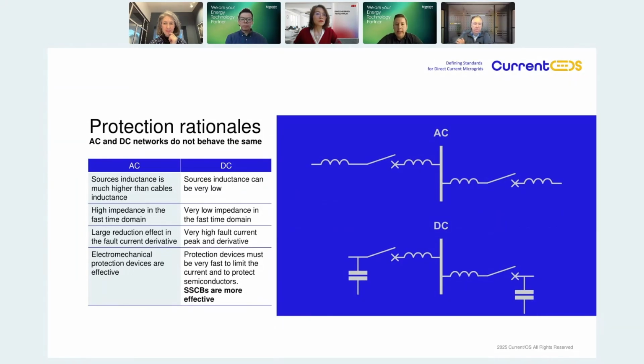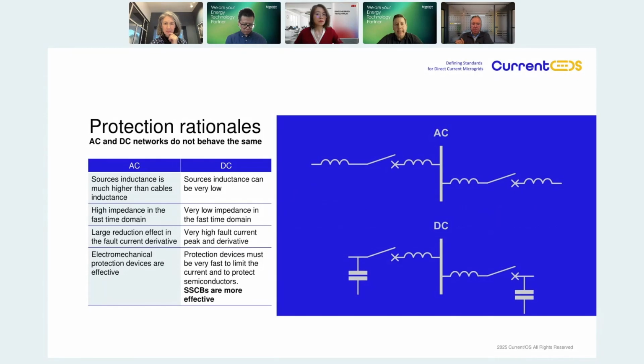As you can see here in the figure, AC and DC networks can be represented in two different ways. In an AC network, we have basically a series of the cable inductance and of course resistance, plus the big inductance of the sources, like for example, synchronous or asynchronous generators.